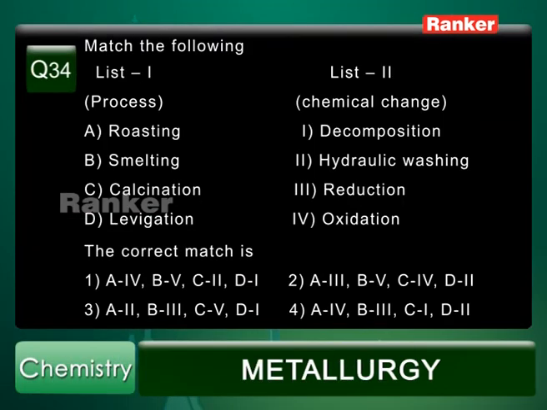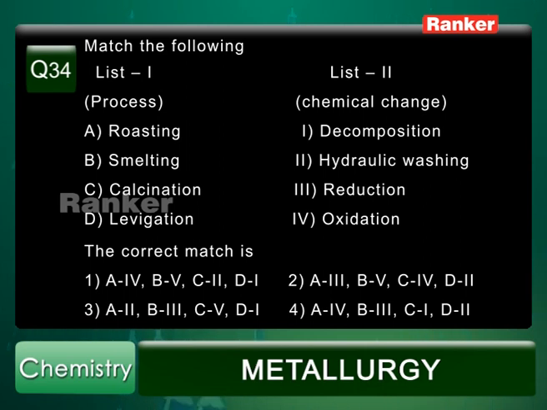Question number 34. Some processes are given and you are asked to find out what chemical change takes place in a particular process: roasting, smelting, calcination and levigation. These four processes are given. On the other side you have decomposition, hydraulic washing, reduction and oxidation.